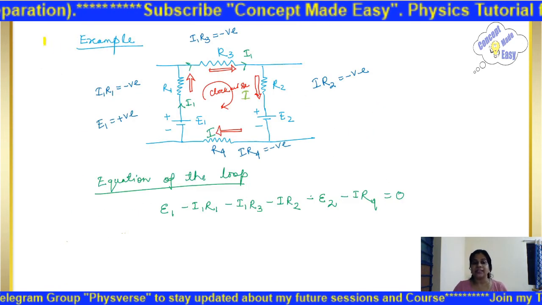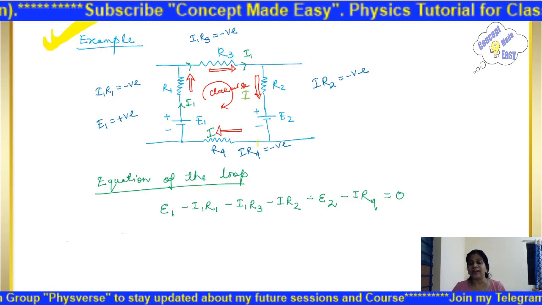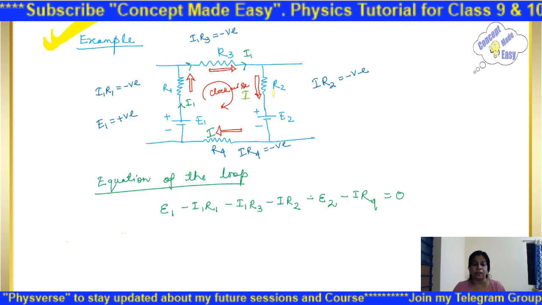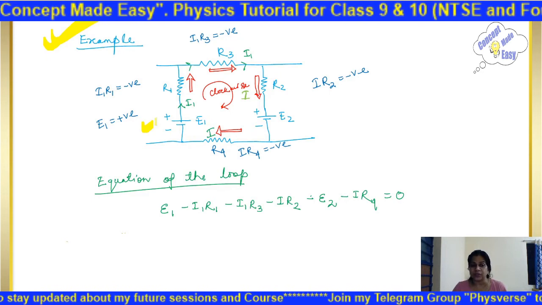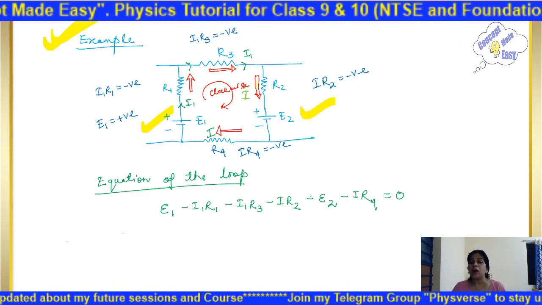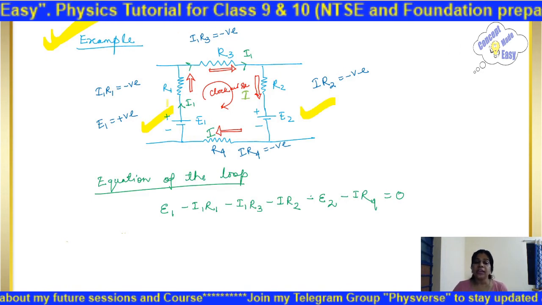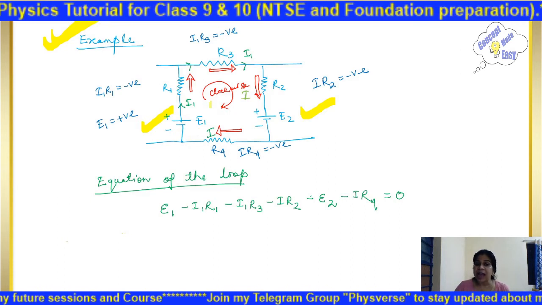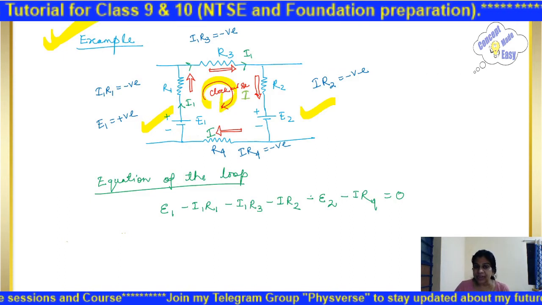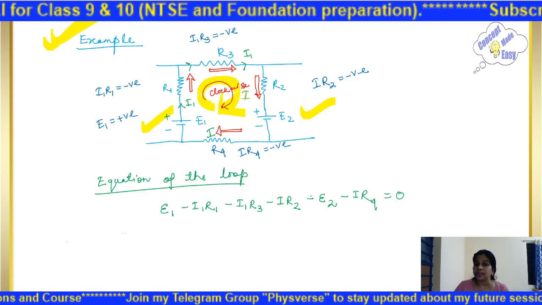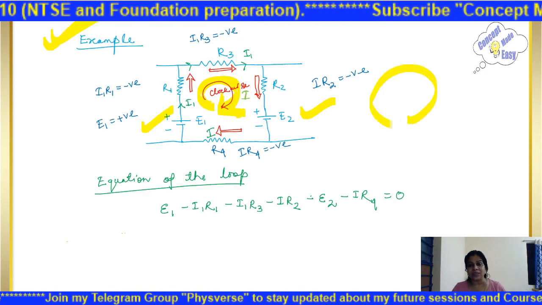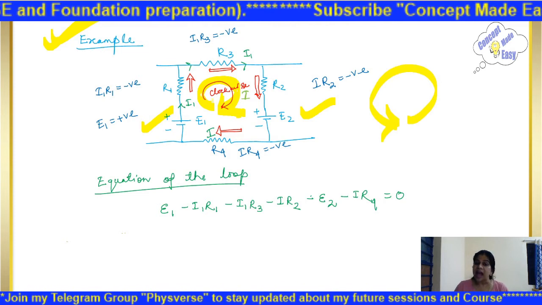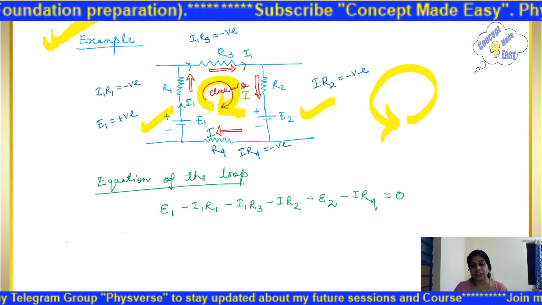This is the example. Suppose this type of arrangement, as I told you in the beginning of the class, is a complicated arrangement. Two voltage sources are there, E1 and E2. So how to apply KVL? Here I can say this is E1. I am assuming my direction of motion is clockwise. You can assume any direction, anti-clockwise also, but here I use the clockwise direction of motion.